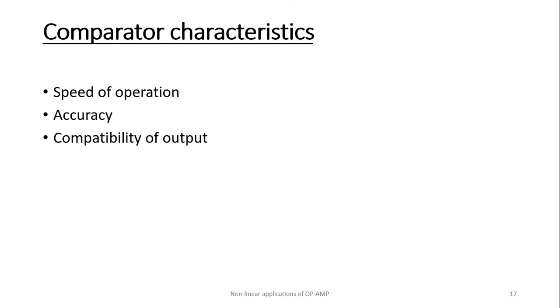Now, comparator characteristics. The most important characteristics of a comparator are speed of operation, accuracy, and compatibility of the output. First is the speed of operation. The speed of operation must be as high as possible. That means the comparator output should change its state quickly from plus V saturation to minus V saturation and vice versa. It must also respond instantly to any change in its input condition.